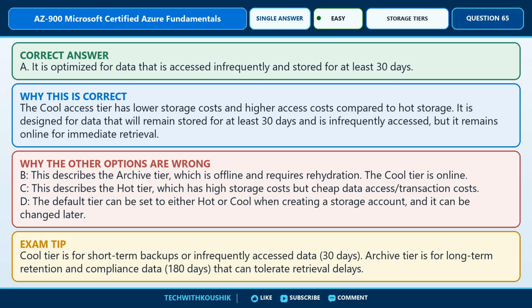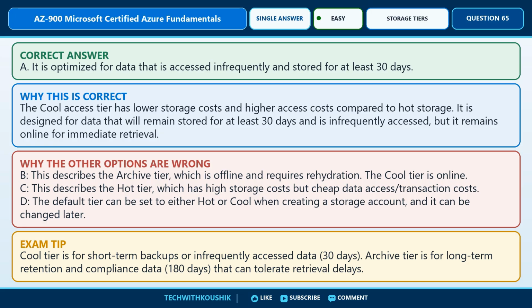In this case, choose option A. It is optimized for data that is accessed infrequently and stored for at least 30 days. The main reason is the cool access tier has lower storage costs and higher access costs compared to hot storage. It is designed for data that will remain stored for at least 30 days and is infrequently accessed, but it remains online for immediate retrieval.